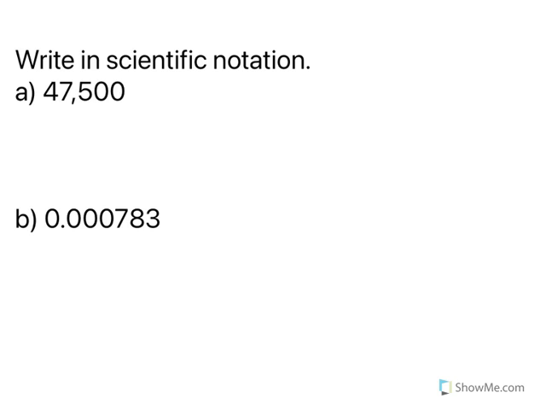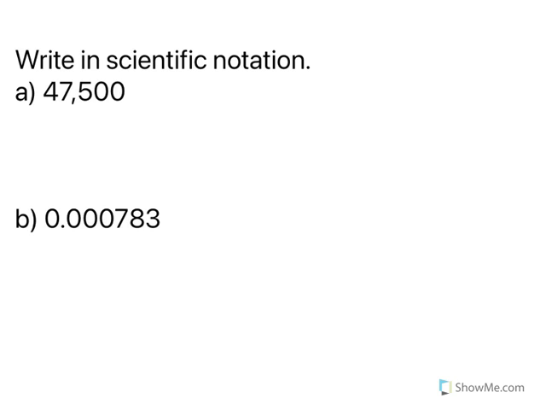So let's write in scientific notation. Okay, so I'm looking at letter A. I have 47,500. This is a big number, right? If somebody just dropped this amount of money in your lap, you'd be like, yeah, I'm going to buy me some shoes. This is positive. So I know when I write this in scientific notation, I'm going to have a positive exponent.